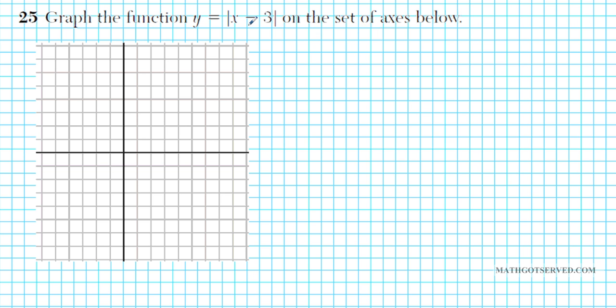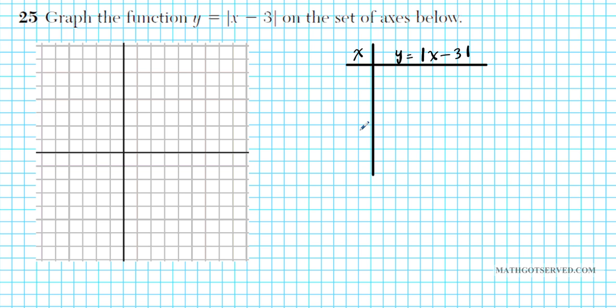All right, so to generate this graph, we can make use of our knowledge of the absolute value function, or we can use a table of values. In this problem, I'm going to be using a table of values, okay? So let's go ahead and set up our input-output table. So we have our x and then our y. y is equal to the absolute value of x minus 3.